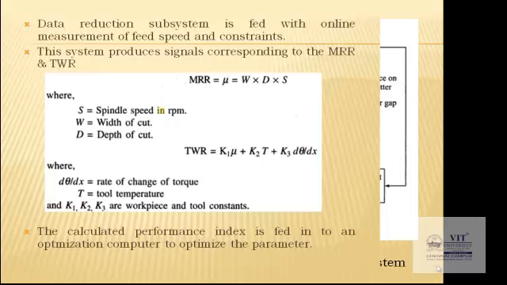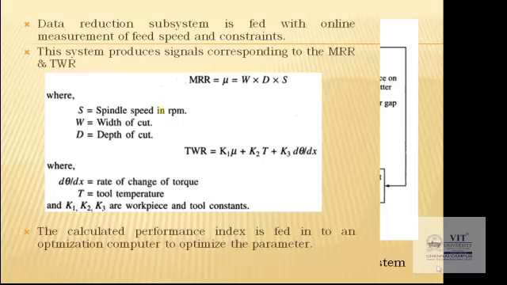Okay, depth is fixed by the programmer, and S is the spindle speed. So based on these three parameters, the material removal rate may be calculated. Okay, at what rate the material is removed. So based on the depth of cut, the width, and the speed. So how much speed it is moving. Based on that, the material removal rate is calculated.